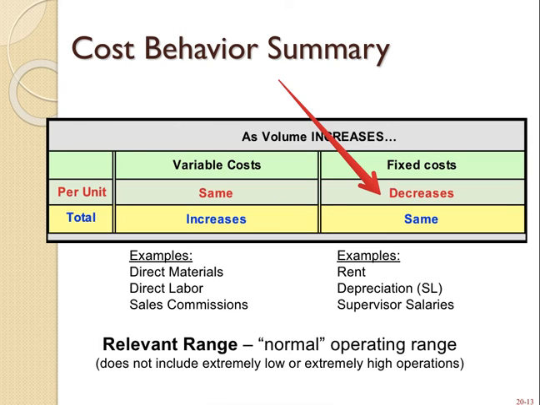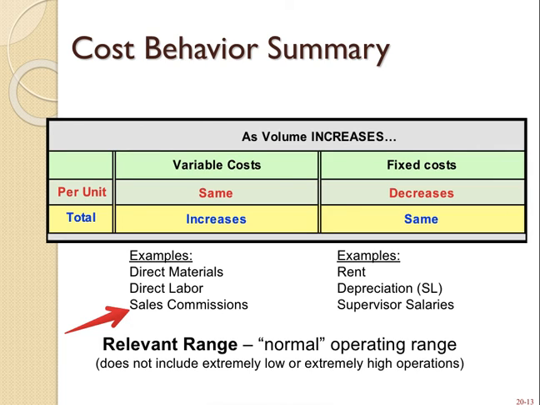So some examples of each of these types of costs in the manufacturing or a company environment are going to be things like, for variable costs, things like direct materials, right? The more product you make, the more materials you need. Direct labor. The more product you make, the more labor you need. Sales commissions. The more your salespeople sell, the more you have to pay them.